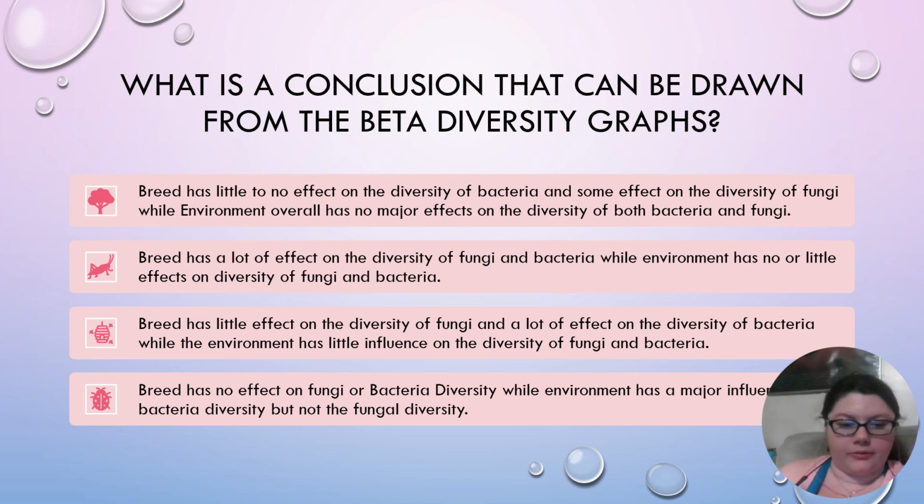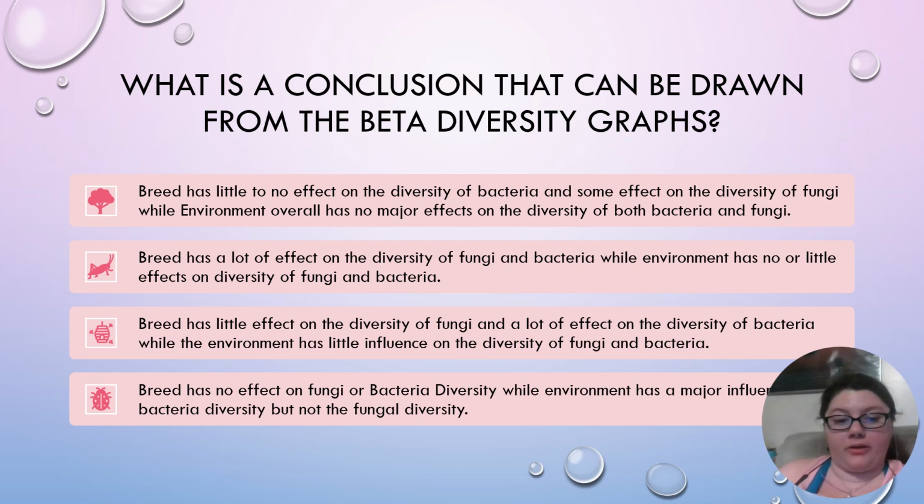So let's look. That gets rid of B because B has a lot of effect. C has little effect, and it gets rid of that as well. Oh, it says a lot of effect on bacteria, so it gets rid of B and C. Okay, and D says breed has no effect on fungi or bacteria diversity. Well, was there a difference in fungal diversity? Yes, there was some difference. Those circles were slightly connected for the fungal diversity, but not very much. So you could say that it has some effect, but it's not the most effect. If there had been no circles at all, I would say there was a major change.